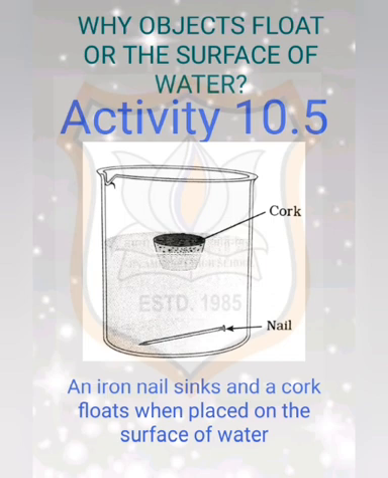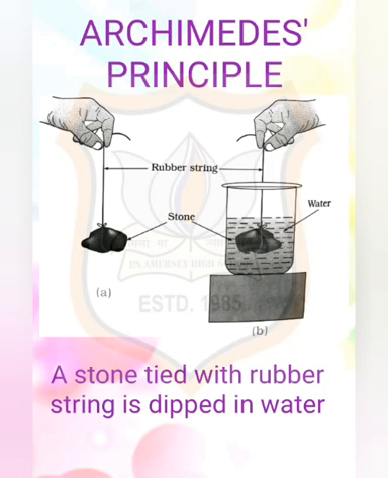Why? The density of cork is less than that of water. So the upthrust of water on the cork is greater than the weight of the cork, and the density of iron is more than that of water. So the upthrust of water on the nail is less than the weight of the nail. Next, a very important concept: Archimedes principle.